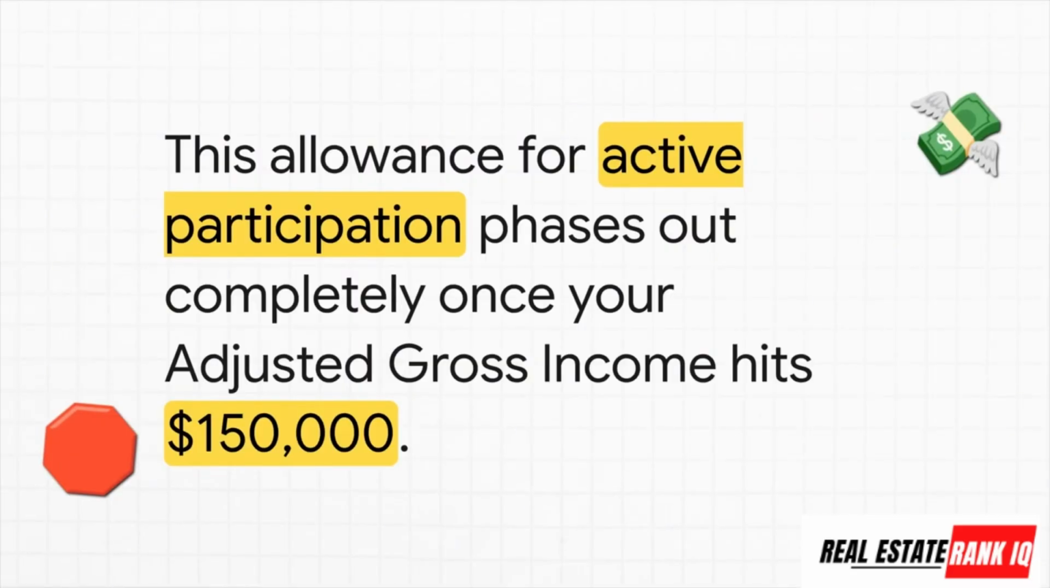This first gateway is the active participation $25,000 allowance. The idea is simple. If you actively participate in managing your rentals and your income is low enough, the IRS lets you deduct up to $25K in losses against your regular income. But here's the catch, and it's a big one for high earners. Look at that adjusted gross income threshold. The deduction starts to phase out once you make $100,000, and by the time you hit $150,000 in AGI, poof, it's completely gone. For the very people this tax planning is for, this door is usually slammed shut. And that's exactly why the other two gateways are so incredibly powerful.